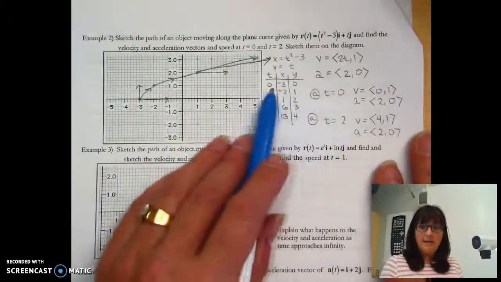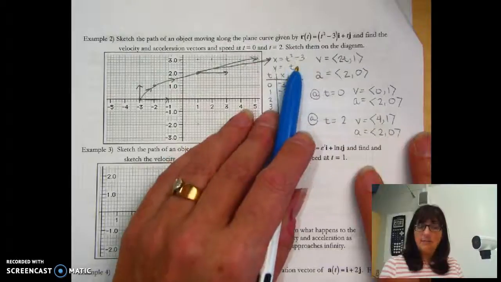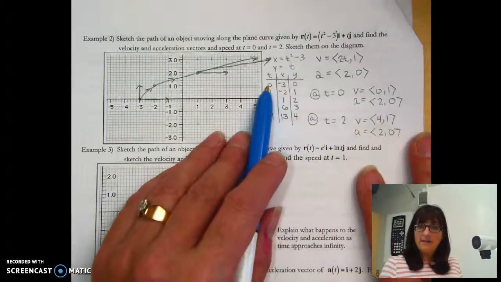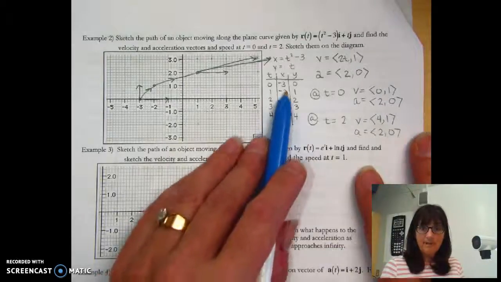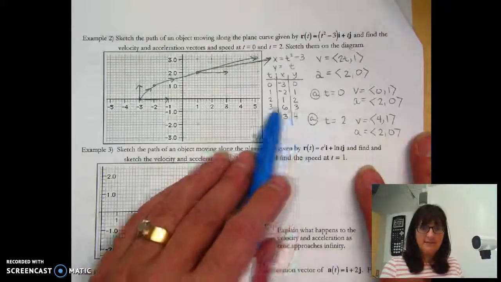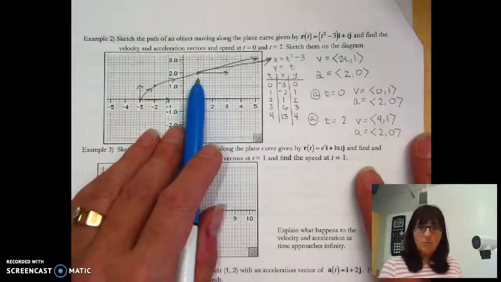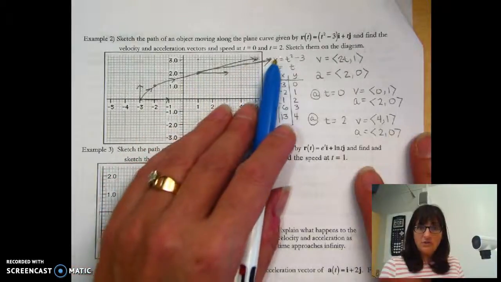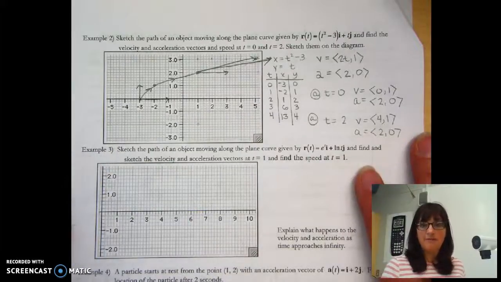I quickly sketched this path by taking my x equation and my y equation, picking some t values that included 0 and 2, and calculating the x and y coordinates for each of those respective times. And I plotted those points: (-3, 0), (-2, 1), (1, 2), and eventually over here we'd be at (6, 3). I didn't have room to do (13, 4) on the graph.